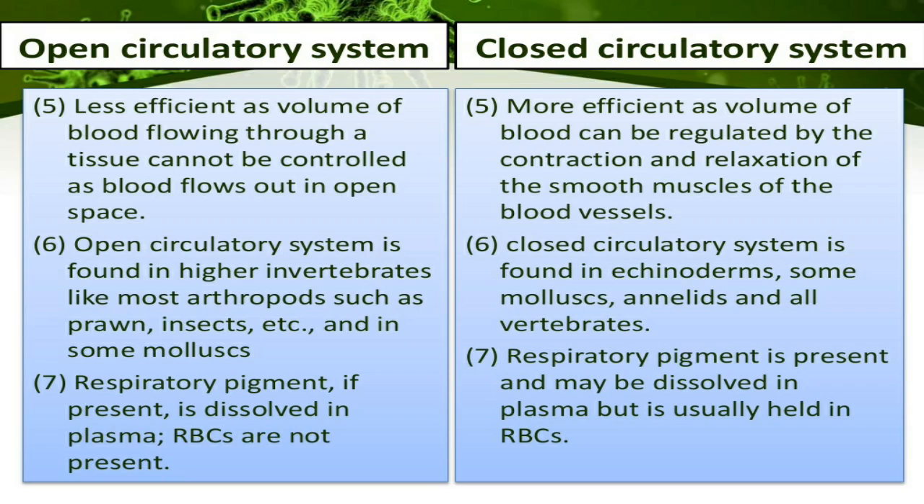In open circulatory system, respiratory pigment, if present, is dissolved in plasma. RBC are not present in the lower group of organisms where open circulatory system is there. In closed circulatory system, respiratory pigment is present and may be dissolved in plasma but is usually held in RBC, red blood cells.